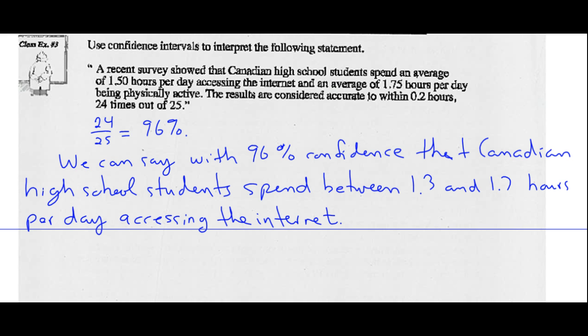How did I get that? Well, 1.5 hours per day accessing the internet, and they're accurate within 0.2 hours. So 1.5 minus 0.2 is 1.3, and 1.5 plus 0.2 is 1.7.